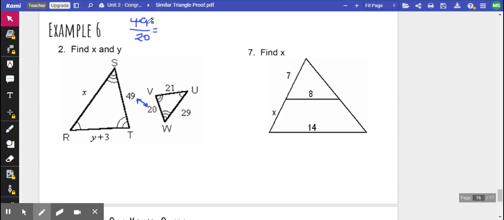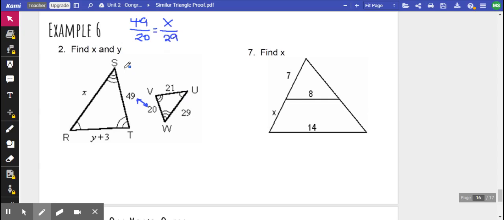So that's our big over small. And then we're going to do big X side. The one that matches that is the one between the 1 and 3 angle markings, and that would be UW over here. So that would be 29.